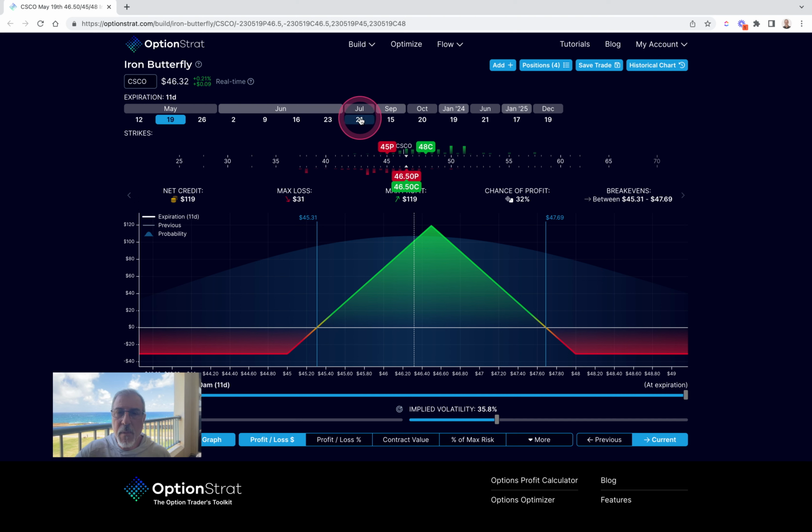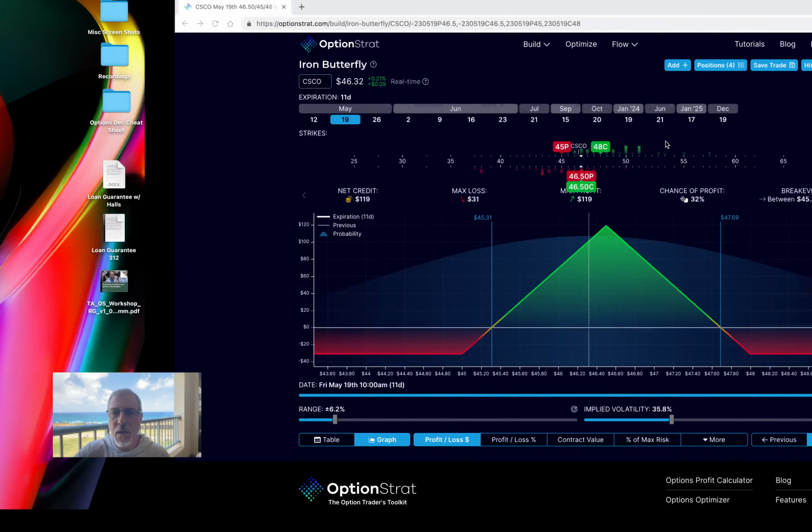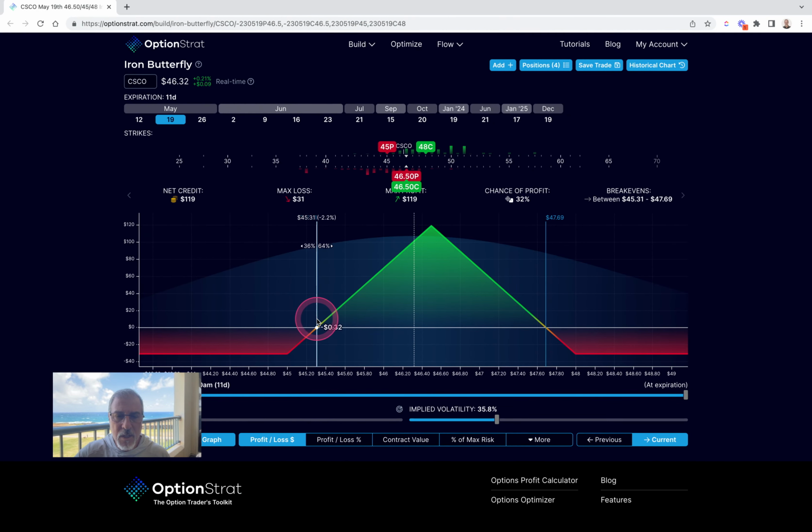So if we take a look at a chart here, unless there's something really significant with earnings, we might expect the stock to float maybe between 42 and 50, somewhere in that general range. This takes us down to the 45 range, and then up to the 47 range. 45 to 47 is the range we're in there.